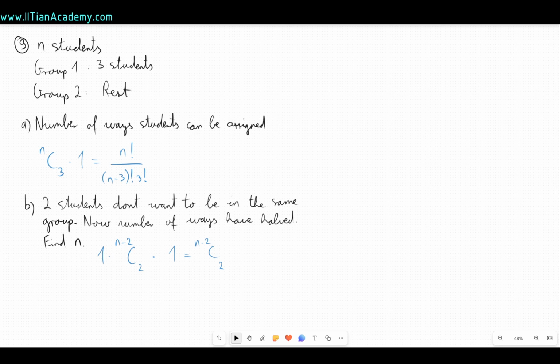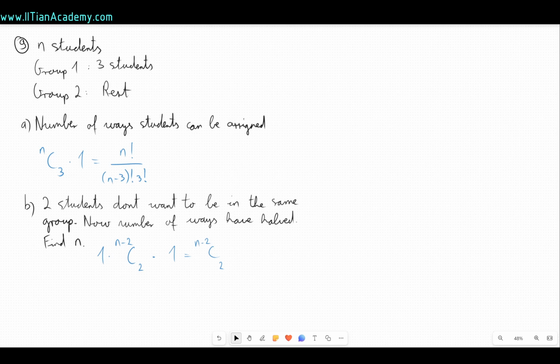And if we think about it, if student 2 is in group 1 and student 1 is in group 2, then nothing really changes. It's still the exact same situation. There are no other conditions that we have to fulfill, so that's going to be exactly identical.